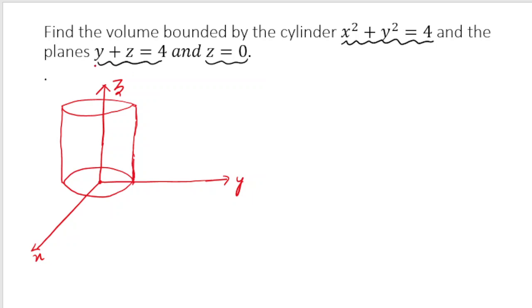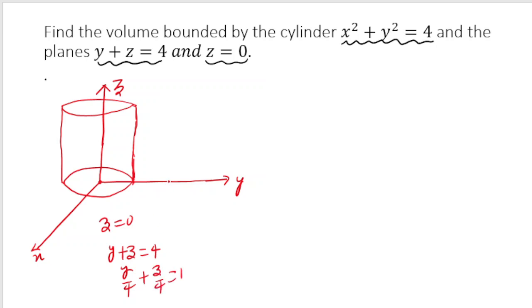And then we have z is equal to 0. Clearly z equal to 0 is the xy plane. You can see this xy plane is z equal to 0, and we have the plane y plus z is equal to 1, sorry, not 1, I think I am tired now. So y plus z is equal to 4. So basically it is y by 4 plus z by 4 is equal to 1.